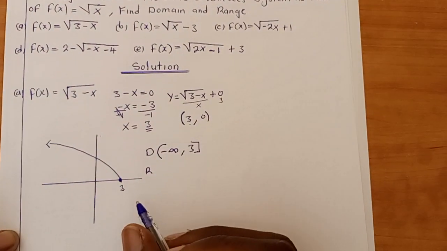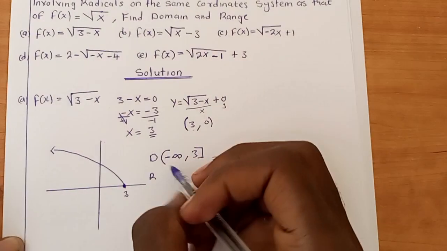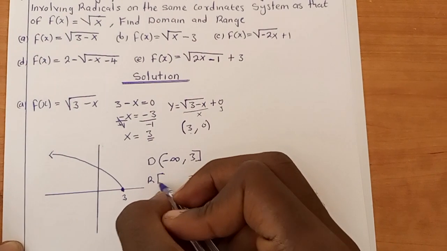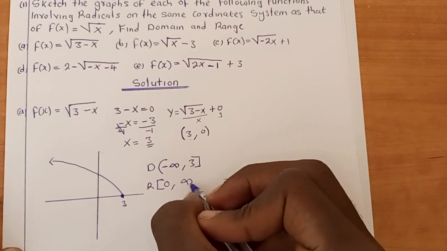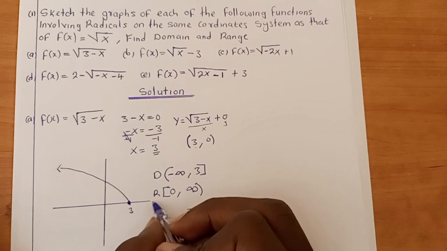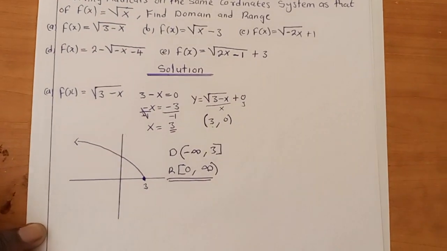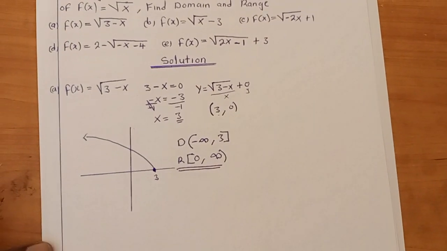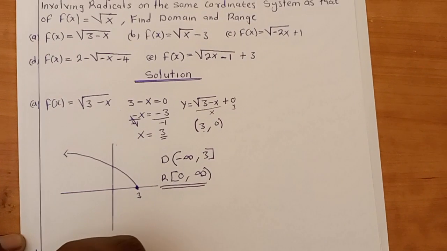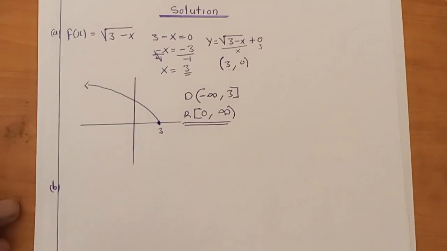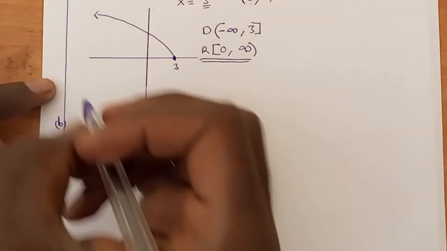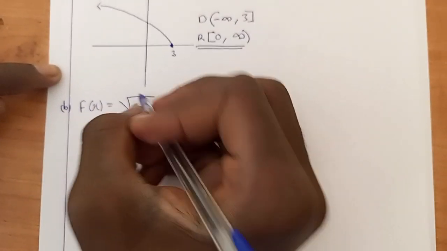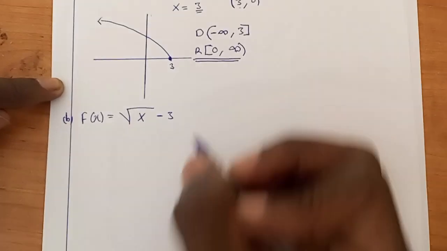Then for the range, remember the range is simply the y values. So it's simply coming from some point where we have 0 to the point where we have positive infinity. Like this. So this is how we do the first one. Let's come to the second question. Now to the second question, which happens to be B, they are saying that the function f of x is equal to the radical x minus 3.